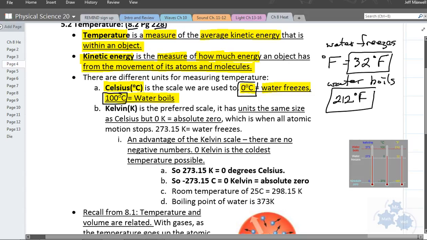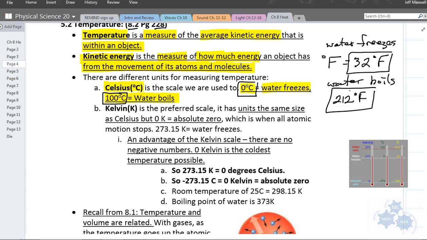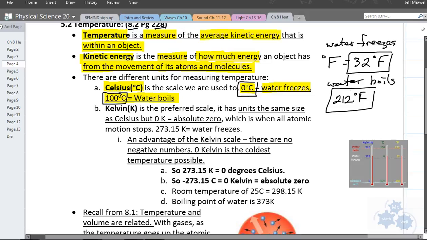Each degree Fahrenheit is quite a bit smaller than each degree Celsius, because there's a lot more degrees Fahrenheit between when water freezes and when water boils. You see that? So there's more here. What is this? 180? 180 degrees in Fahrenheit instead of 100 degrees Celsius. So each degree Fahrenheit is smaller. Now let me see. I was having trouble enlarging this before.